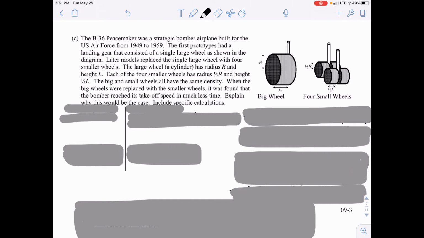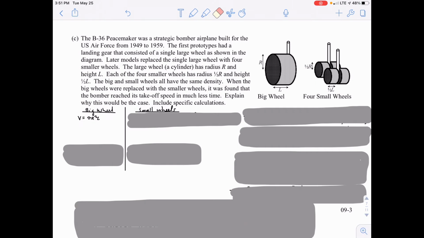A large wheel, a cylinder, has radius r and length L, or height L. Each of the 4 smaller wheels has radius 1/2 r and height 1/2 L. The big and small wheels all have the same density. When the big wheels were replaced with smaller wheels, it was found that the bomber reached its takeoff speed in much less time. Explain why this would be the case. Include specific calculations. Well, first let's draw a comparison between the big and the small wheels.